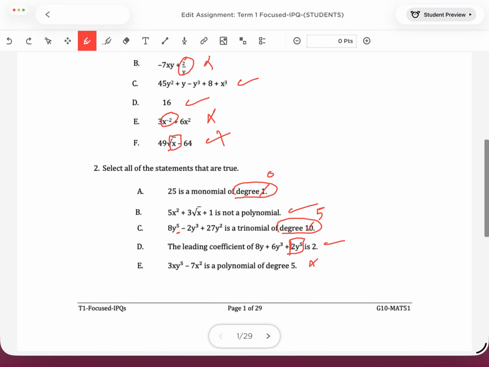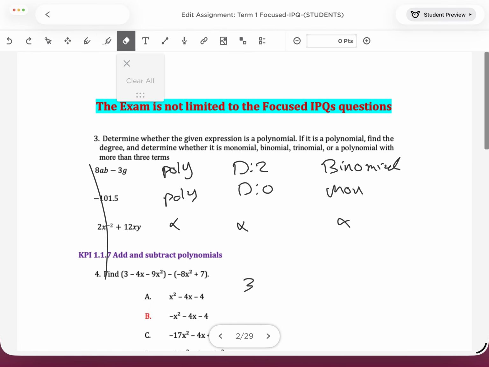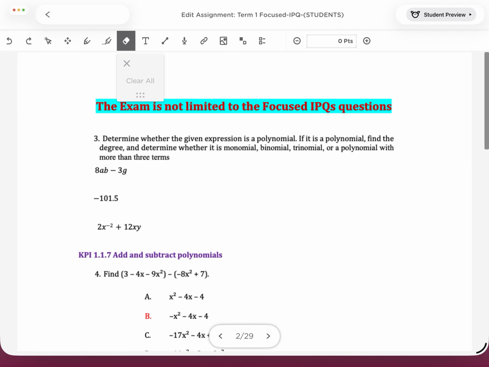Last one is not correct because they say the degree is 5 and it should be 6 because the degree is 5 plus 1. Now the next one, determine whether the given is a polynomial or not. If it is a polynomial, we have to find the degree and we have to tell whether monomial, binomial, or trinomial. Monomial, I have 1 term, binomial 2, trinomial 3 terms.